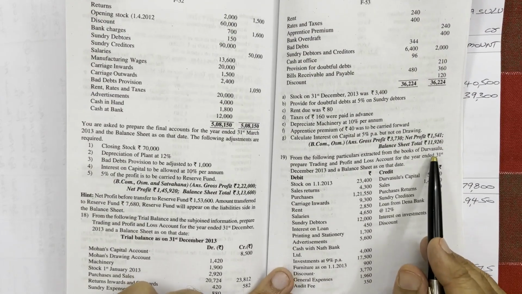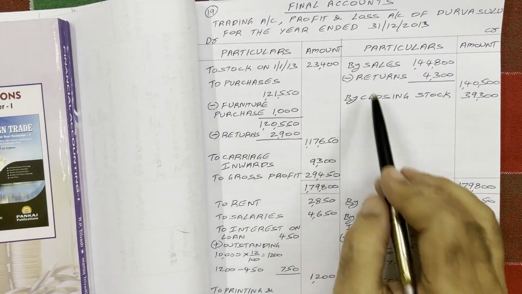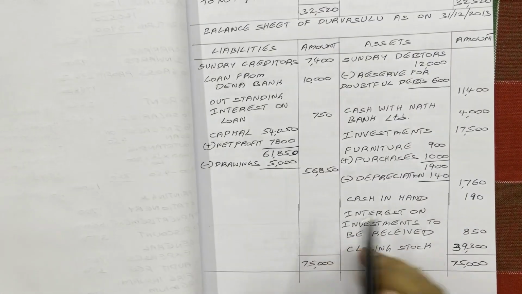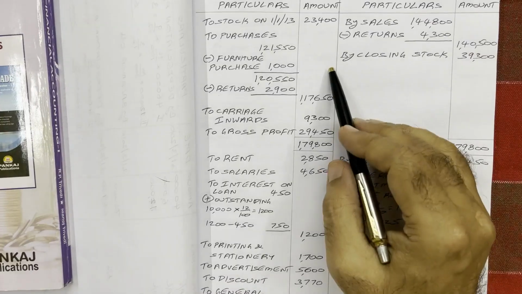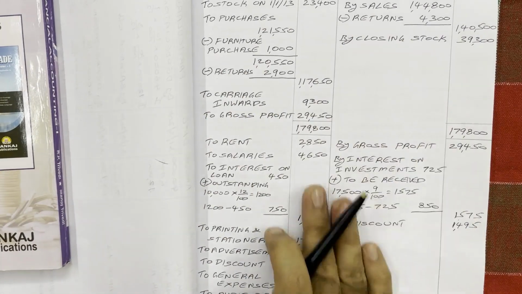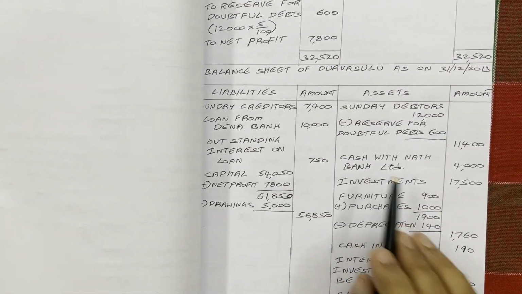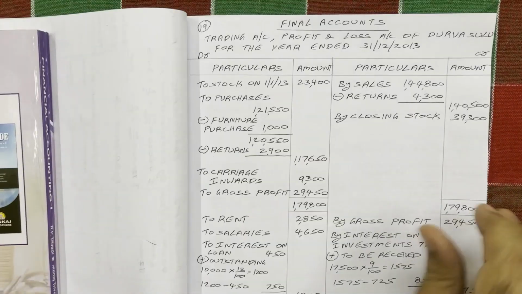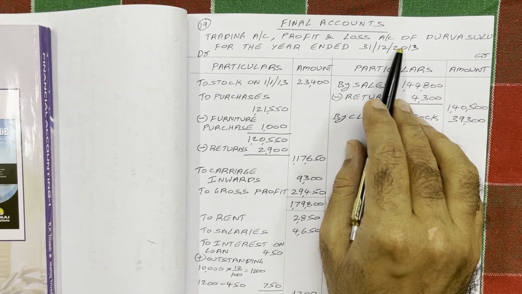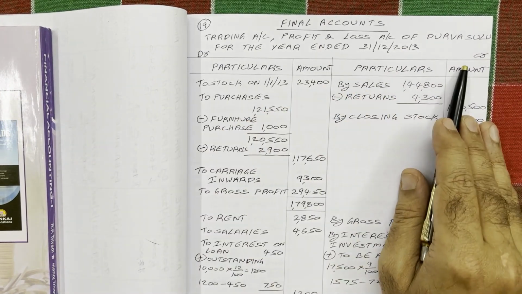of Durvasulu. So final accounts contain three things: trading account, profit and loss account, and a balance sheet. Trading account and profit and loss account, these two accounts we have to prepare in one table. Balance sheet we have to prepare in a separate table. So observe the headings. Trading account, profit and loss account: these first two things are accounts. So we should draw the account format.